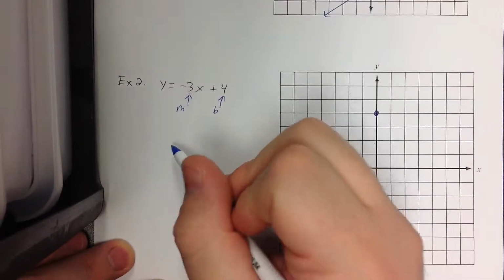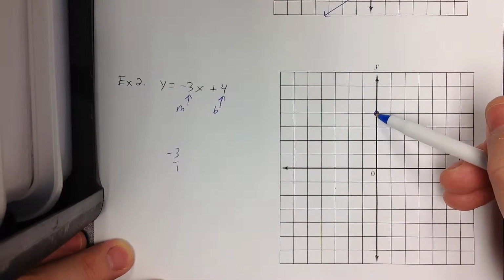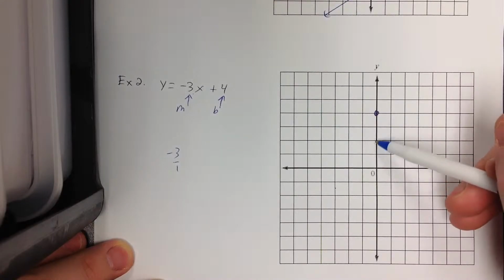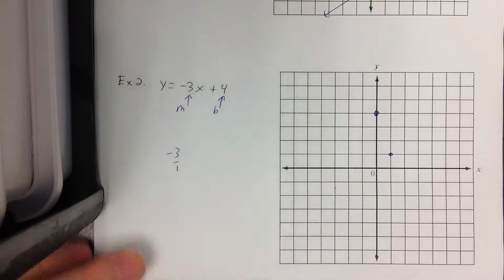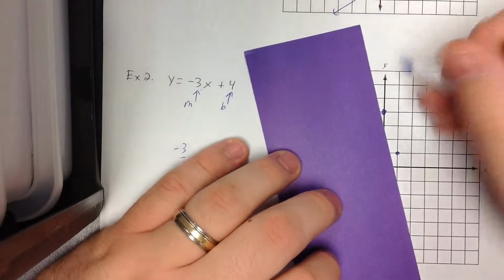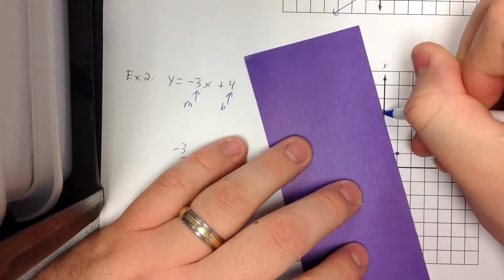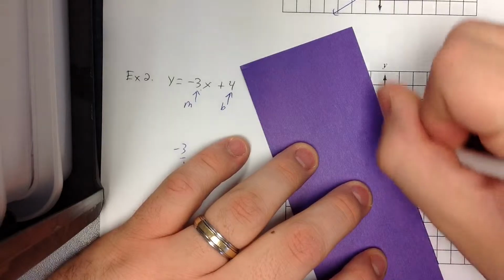Now, m is negative 3. Keep in mind, negative 3 is the same thing as negative 3 over 1. So since it's negative 3, I'm going to go down 3 to the right 1. Then connect them. Again, I always go to the right. I just let the negative tell me to go down to the right. If it's positive, I go up and to the right.